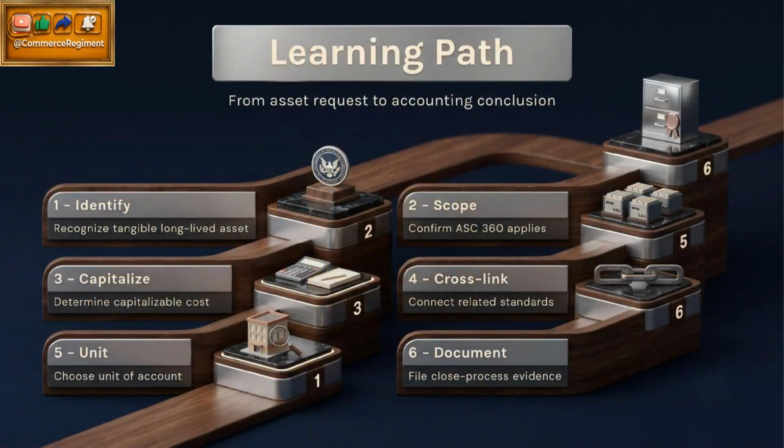Here is our learning path for this video. First, we identify whether the item is a tangible long-lived asset. Second, we confirm whether ASC 360 applies. Third, we decide which costs are capitalized. Fourth, we connect the topic to related standards such as leases, interest, exchanges, and sales. Fifth, we think about the unit of account, meaning one asset or several components. Finally, we document the conclusion for the close file and the fixed asset register. That sequence is your memory hook. Identify, scope, capitalize, link, unit, document.